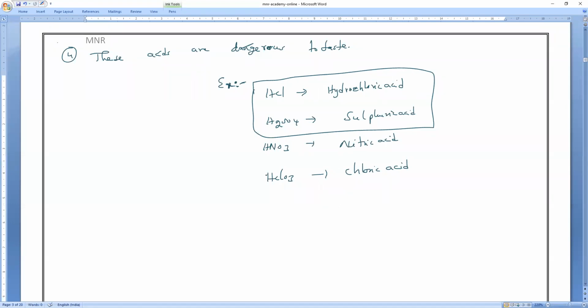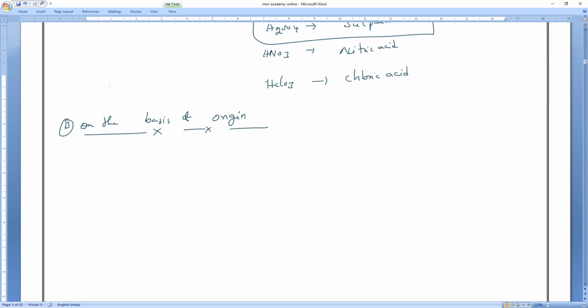So based upon the extent of ionization, we can say either it is a weak acid or a strong acid. Completely ionized, strong acid. Partially ionized, weak acid. So this is the first category. Next, the second category. On the basis of what, all of you? On the basis of origin. From where they are coming, either from nature or from the laboratory, where we are manufacturing them.